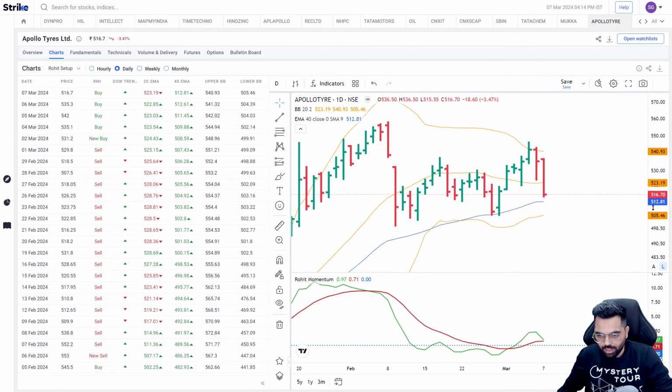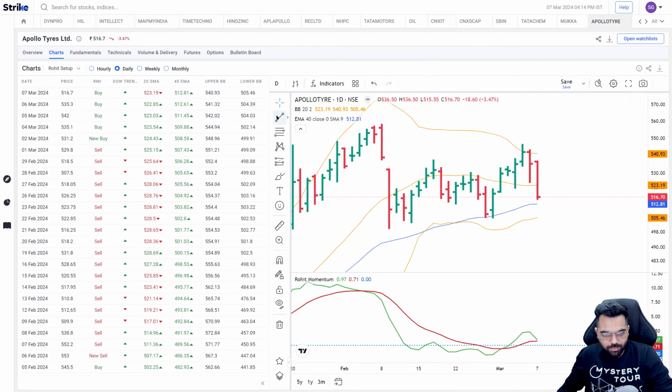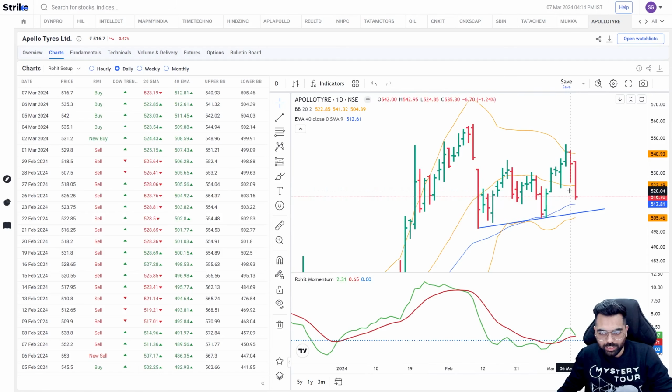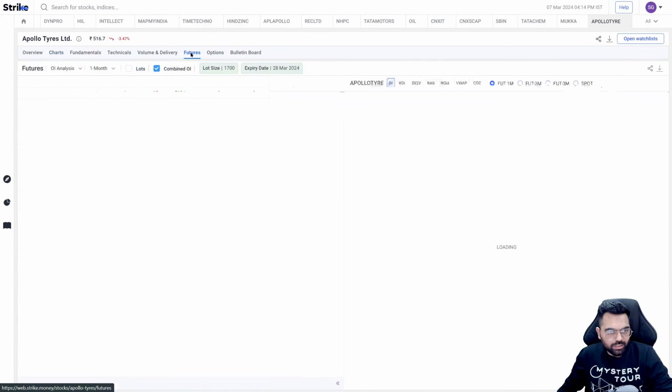So if we were to keep a confirmation level for this setup, it would be breaking the 40-day average on a closing basis, which is currently at 512.8, and closing below this low for a Dow trend reversal. The low is 507.5, which would essentially mean that we also break this rising trendline sort of pattern. If we continue to see weakness below this level along with fresh buildup in futures OI as well as good volumes, that would indicate the stock is giving us a trend reversal.